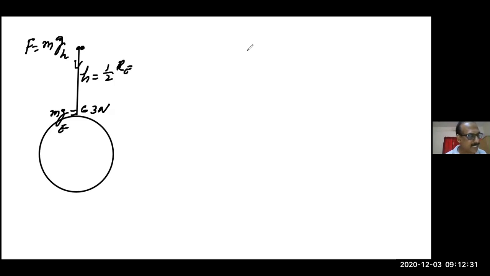What is the gravitational force on it due to Earth at a height equal to half of the radius of the Earth? Equal to half of the radius of the Earth.